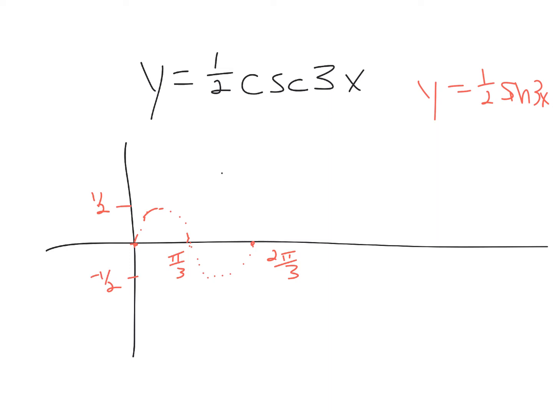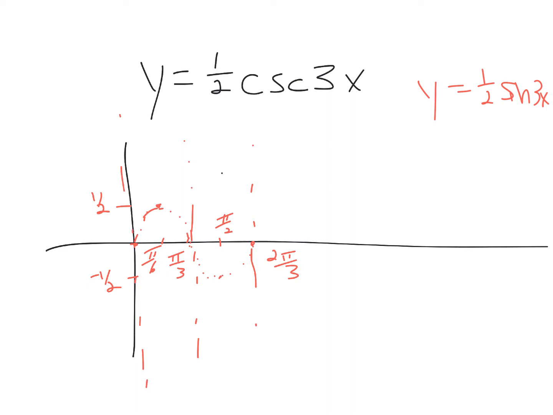Right? And then what are these points here? Halfway between 0 and pi over 3 is going to be pi over 6. Pi over 6, and halfway between pi over 3 and 2 pi over 3 is pi over 2. Now, how does this help us? Well, now we can draw our asymptotes. Everywhere it crosses 0 will be an asymptote. Right there.